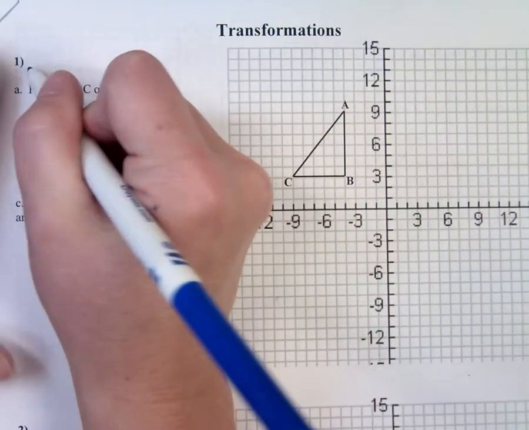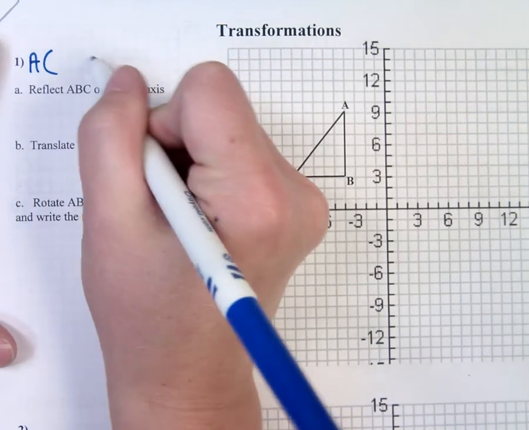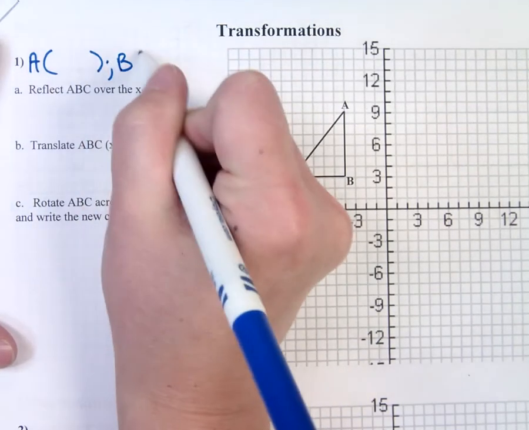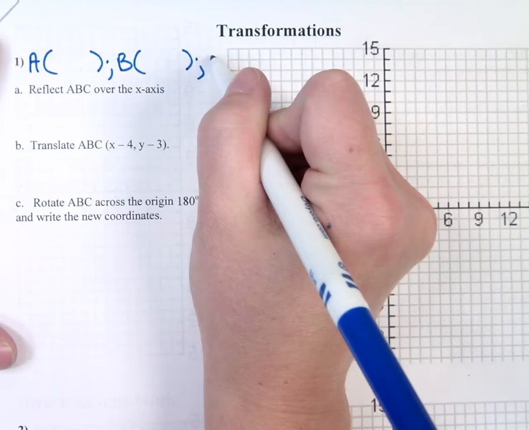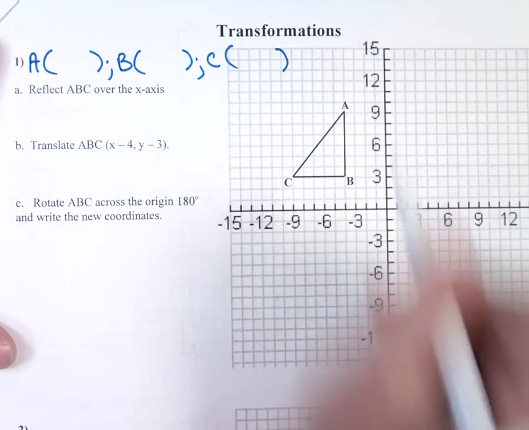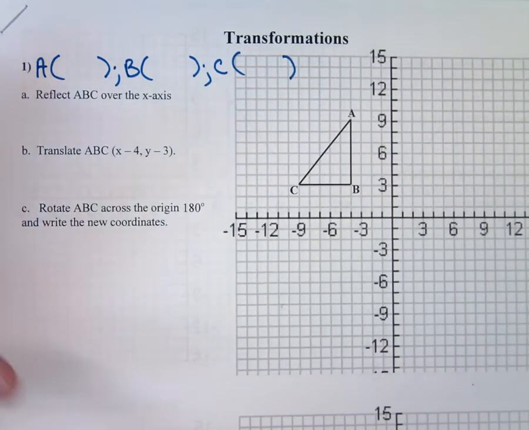All right, for all of these problems, I'm going to go ahead and write down what the original A is, what the original B is, and what the original C is. So I want you to do the same. For all these pictures, that's how we're going to start it.